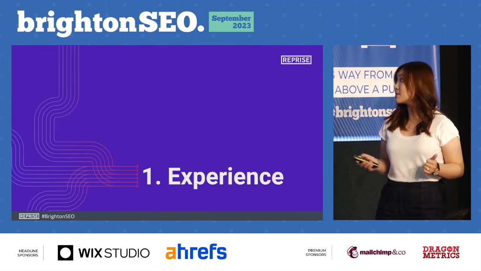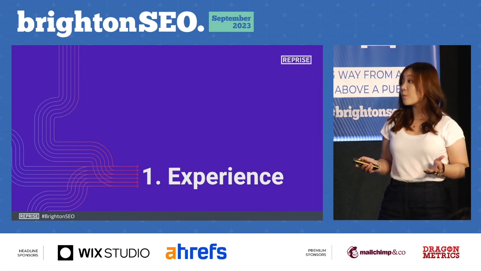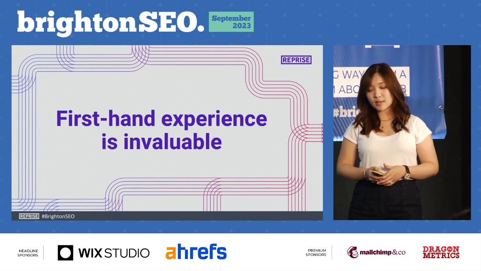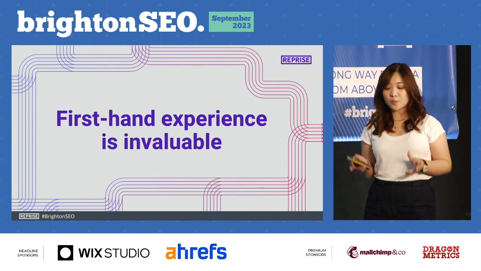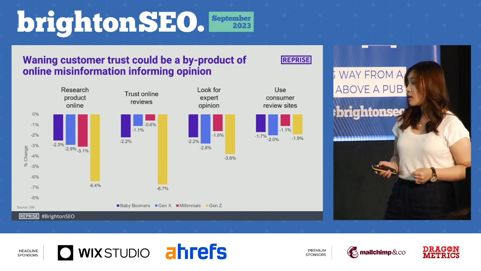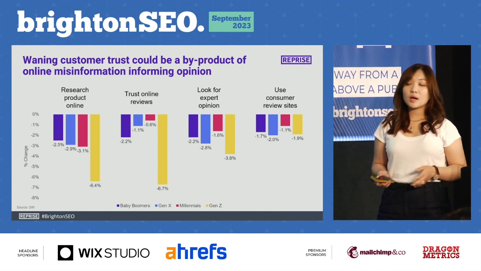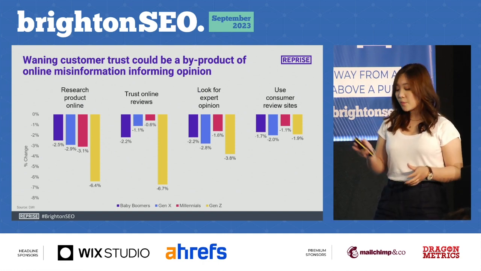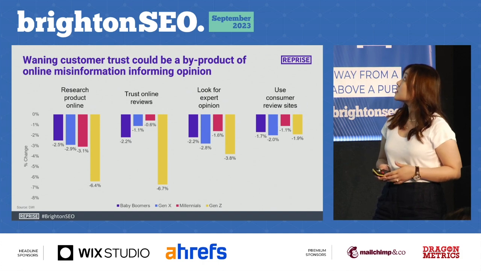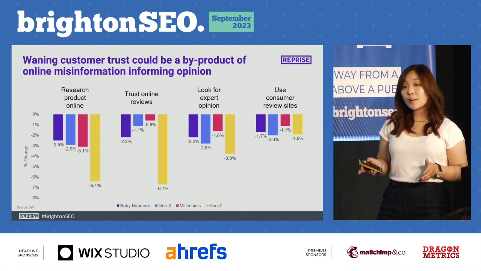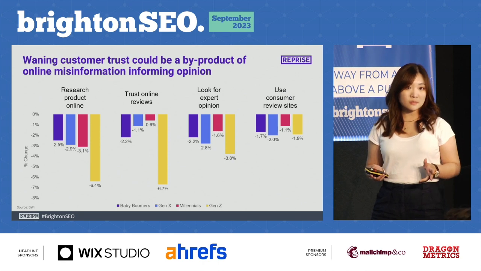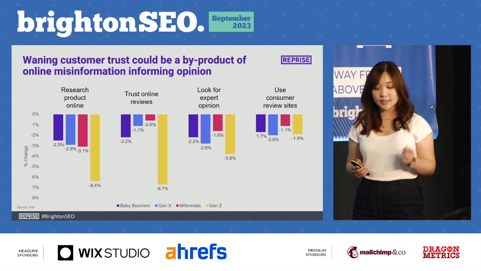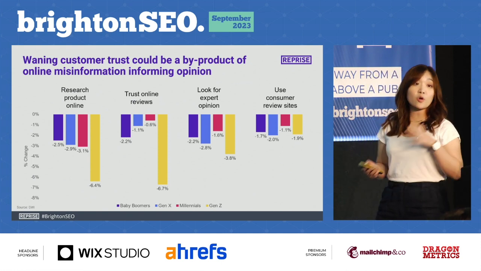First one is experience. It was added around 1 year ago, and what Google is looking for here is real first-hand experience, as they are helpful and valuable to users. According to a recent survey, customers of all age groups are trusting online information less, from product information, expert opinions, to consumer reviews. It could be a byproduct of misinformation spotted online. So what customers start to look for is hints of real first-hand experience over fake or paid reviews.